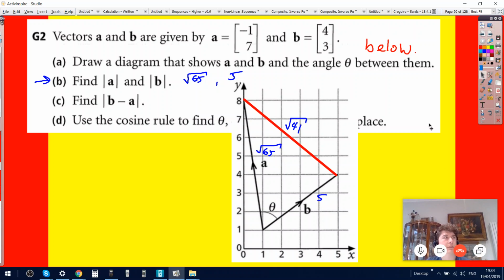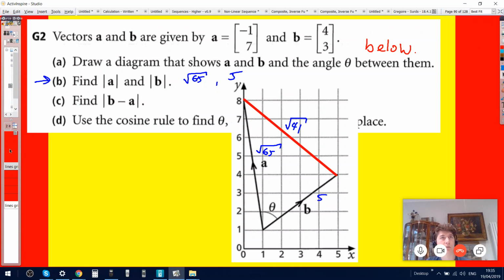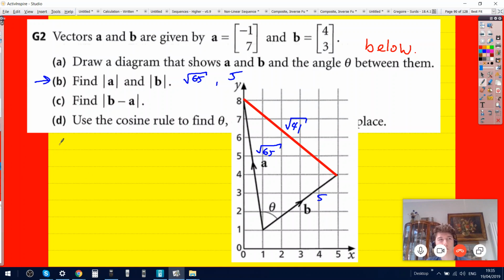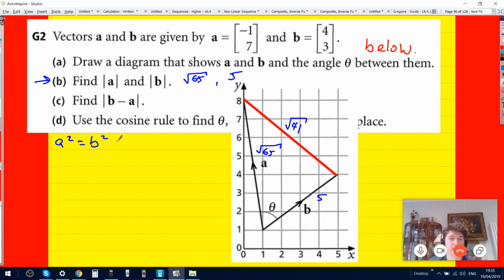So a squared equals b squared plus c squared minus 2bc cos a. So we want to find cos a. So it's a squared minus b squared minus c squared over minus 2bc.